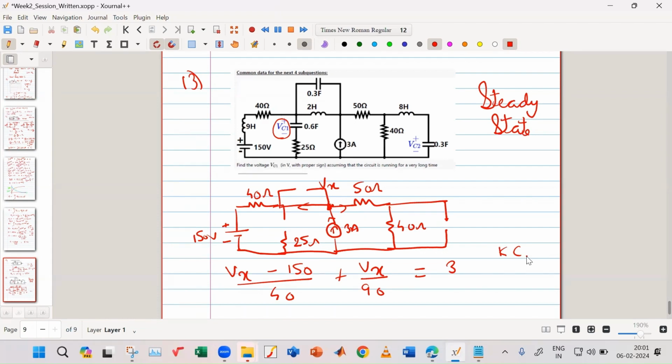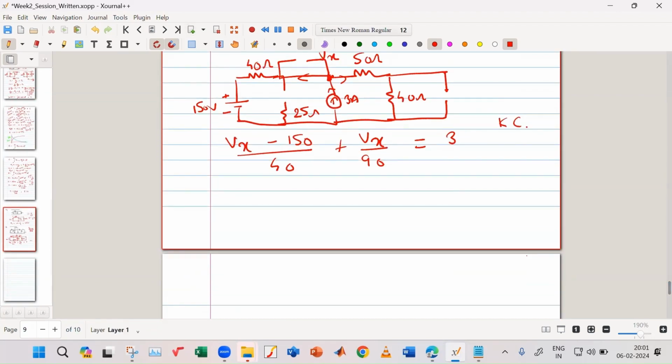No, sir. I have applied KCL, and now we will solve it further. Let us go to the next step. I will cross multiply. I will get 90 Vx minus 150 plus Vx into 40 is equal to 3 into 40 into 90. So I will get 90 into Vx. What is 150 into 40? 150 into 90? Yes, sir, 13,500.